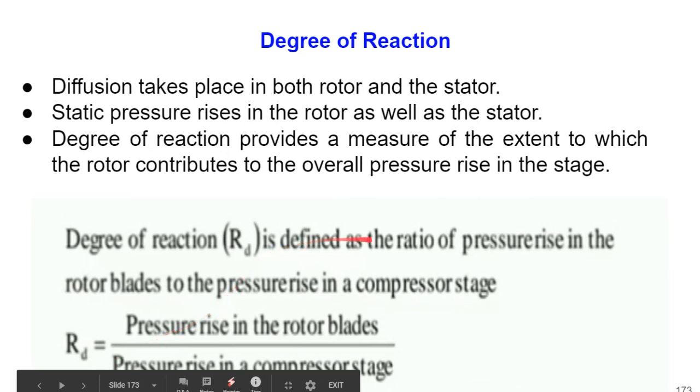Degree of reaction. So what is the degree of reaction in terms of an axial compressor? Because they are aerofoil shaped blades, pressure is continuously rising. The pressure rise in the rotor blade relative to the pressure rise in the complete stage is known as the degree of reaction.